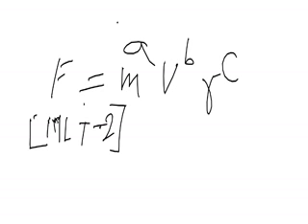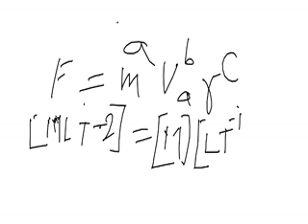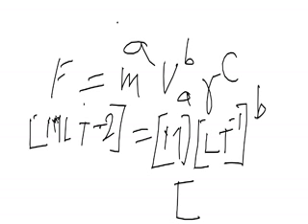Here we have M, only mass power a, right? Velocity has dimension L T to the power minus 1, that is power b. And this is r. r is the length, so it has dimension L, to the power c. Now we need to equate all those things.